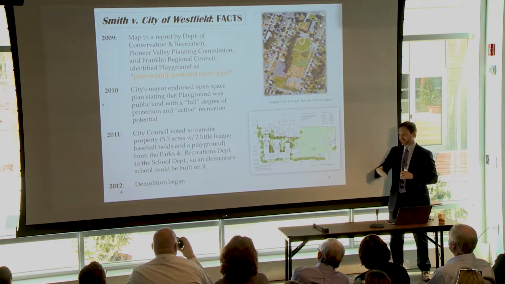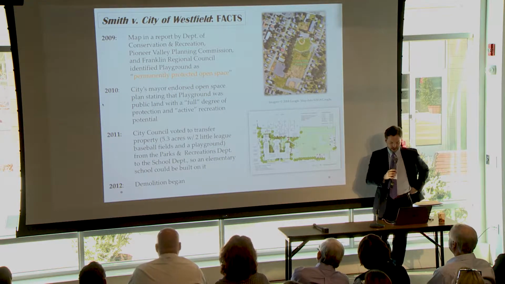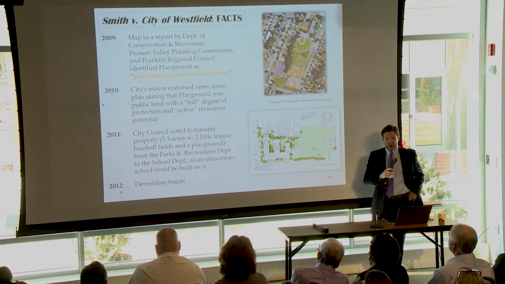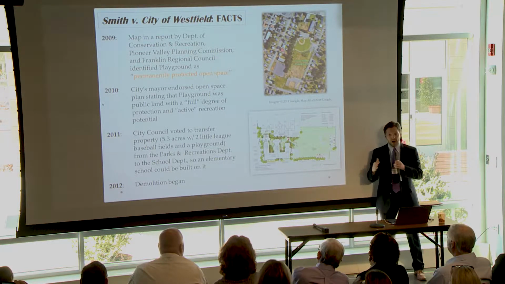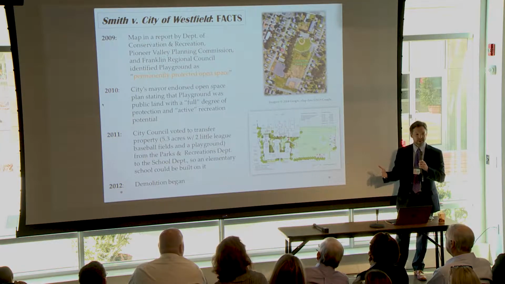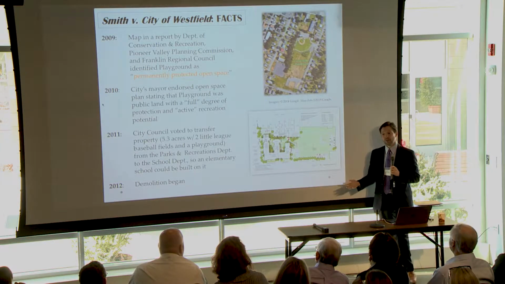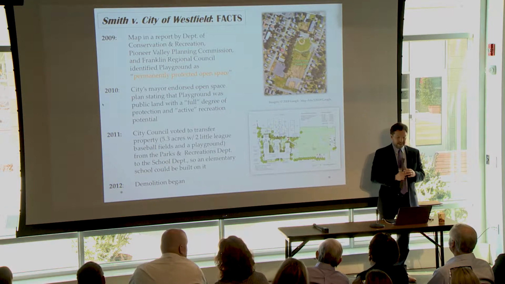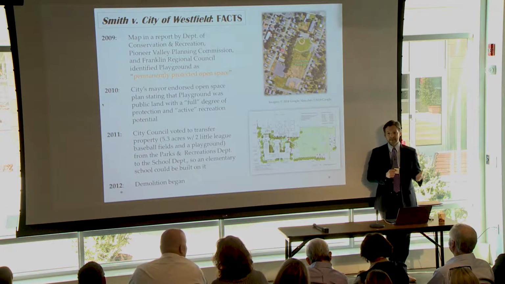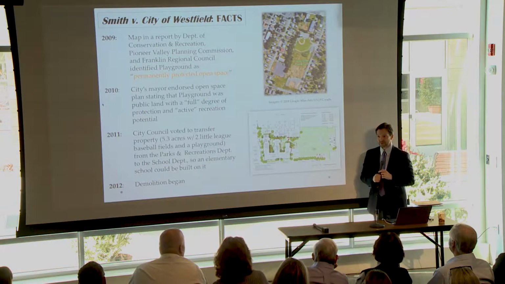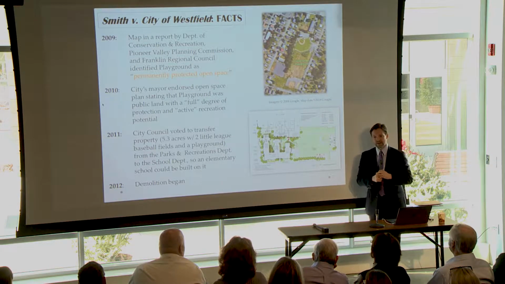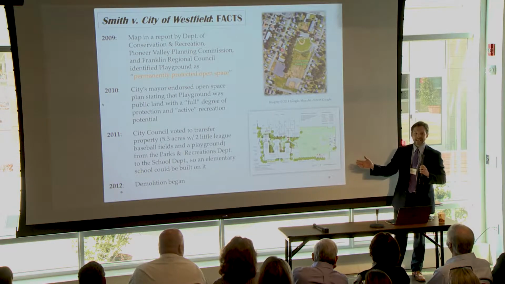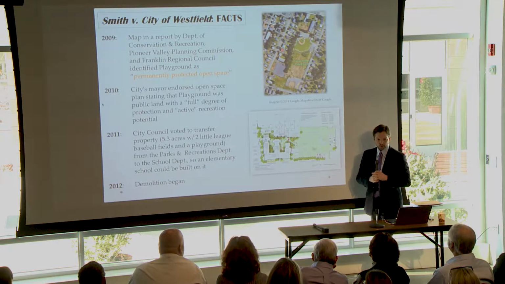It had been identified that way over the decades until 2011, when, and this is a pretty common story in the Article 97 context, the city needed a new elementary school. They had a lot more school-age kids. They needed a new school. They looked at this property and decided, perfect spot for an elementary school. There's a school administration building out there. We're going to need more space than that building allows, so we're going to knock down the playground, and we're going to build a school building on top of it.